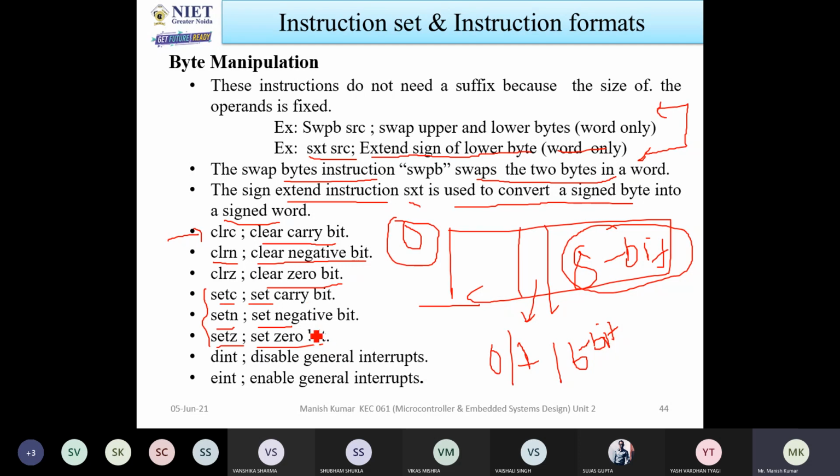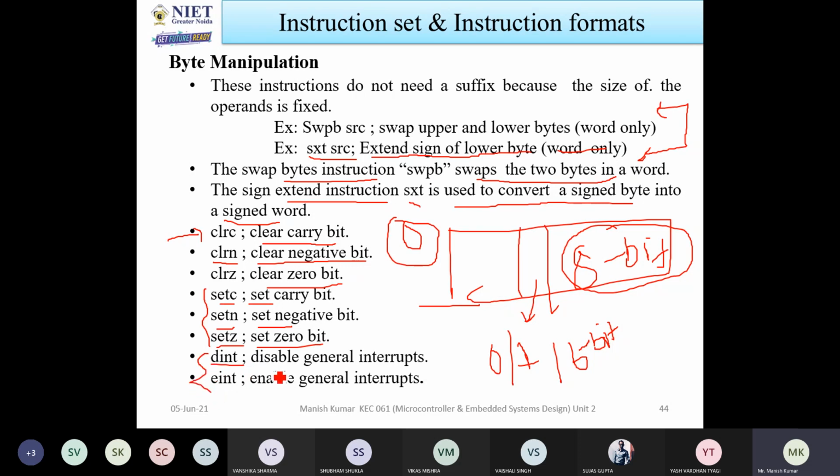So here carry bit, negative bit, 0 bit indicate the corresponding flags: carry flag, negative flag, zero flag, like that. So individually you can set or reset the carry flag, negative flag, and zero flag. After that, there are 2 instructions available which are used for the interrupts.